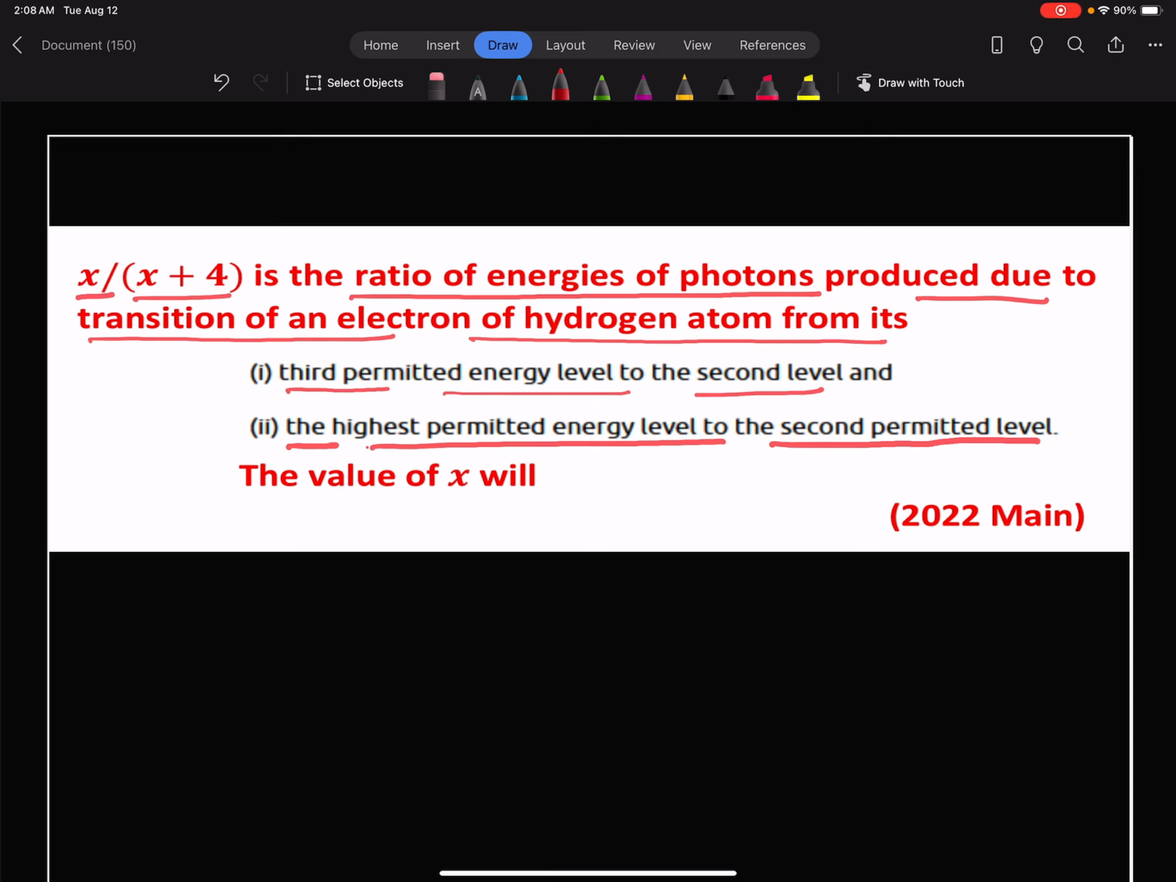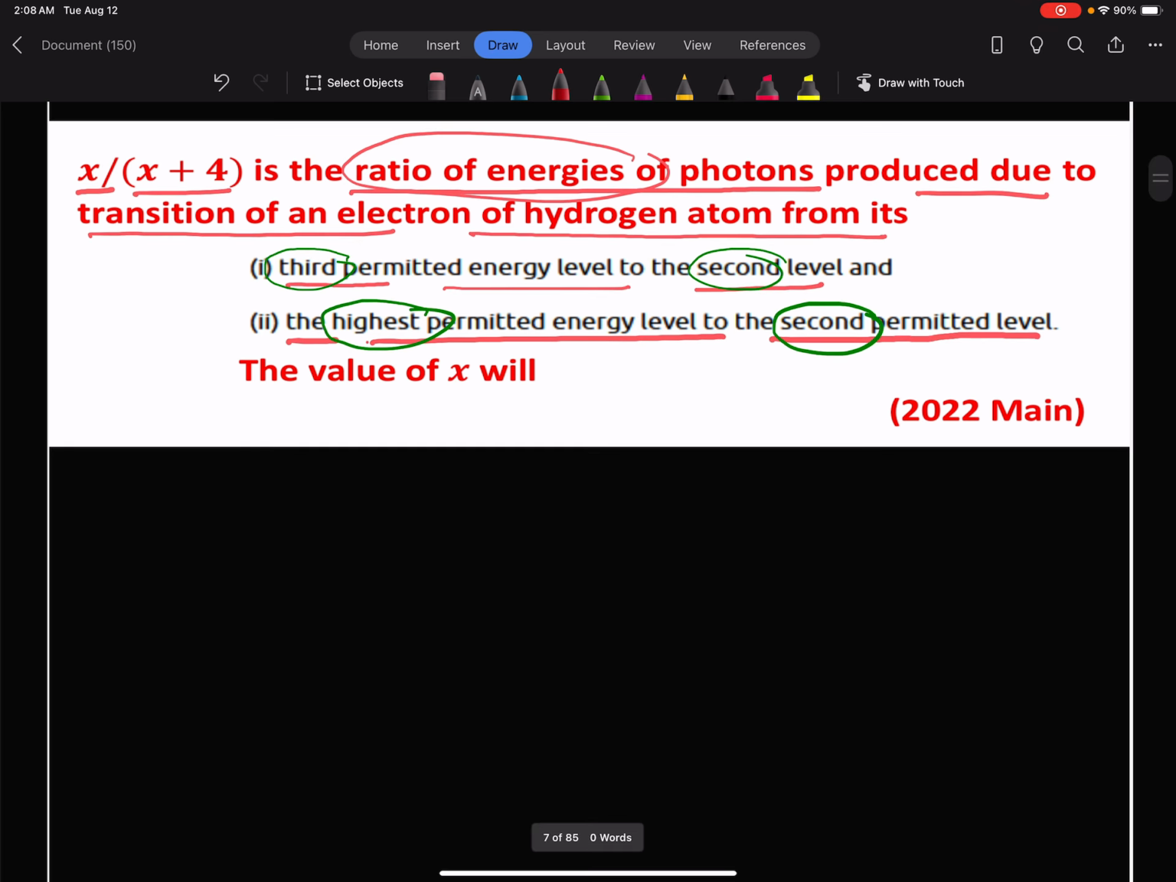So two types of transitions are given to us. In the first part, it is said that it is a third to the second, and in the second transition it is said to be the highest permissible to the second permitted level. So the ratio of energies is given to us. So obviously we are going to start with the equation of the energy of a hydrogen atom for the nth level.